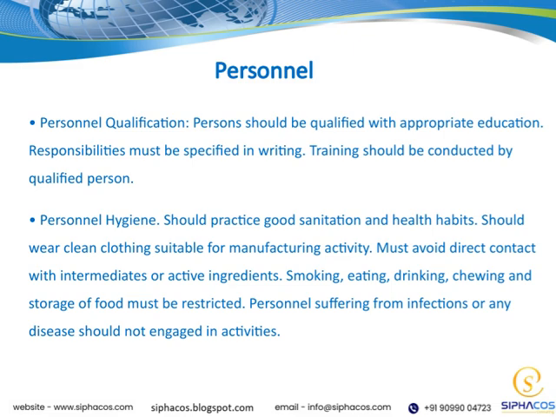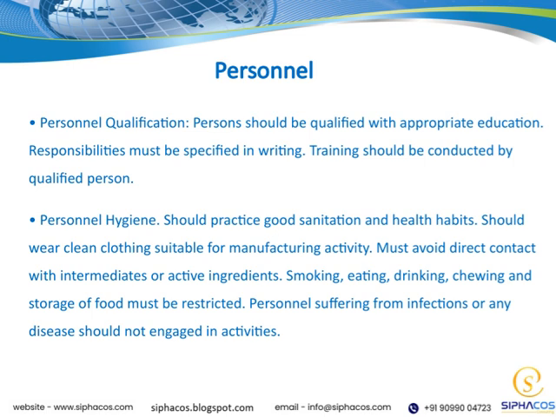Moving on to personnel hygiene, this is absolutely critical in maintaining a safe and clean environment. Personnel should practice good sanitation and health habits at all times. Wearing clean clothing that is suitable for manufacturing activities helps prevent contamination. It's also important to avoid direct contact with intermediates or active ingredients to reduce risks. Restrictions on smoking, eating, drinking, or chewing should be strictly followed, along with proper storage of food. These habits can introduce contaminants. Lastly, anyone suffering from infections or illness should refrain from engaging in manufacturing activities until fully recovered.